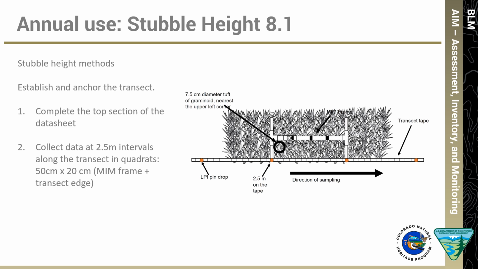The long edge should be parallel to the tape, and the short edge should be perpendicular to the tape in line with the designated mark. The quadrat for stubble height is half of the MIM frame closest to the tape.